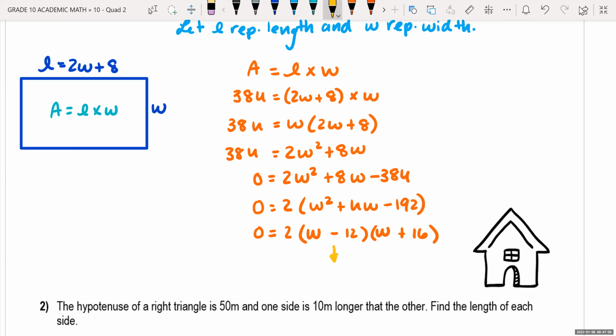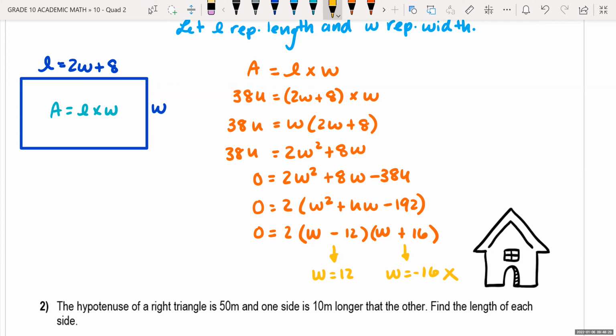So if I were to solve this, this would be W is equal to 12. And this would be W is equal to negative 16. And obviously, the negative 16 is not going to work. So maybe I don't want to be vicious and crossing it out. I'm just going to write a big X beside it. So the only answer we think is going to work is W is equal to 12. That means the width is equal to 12.